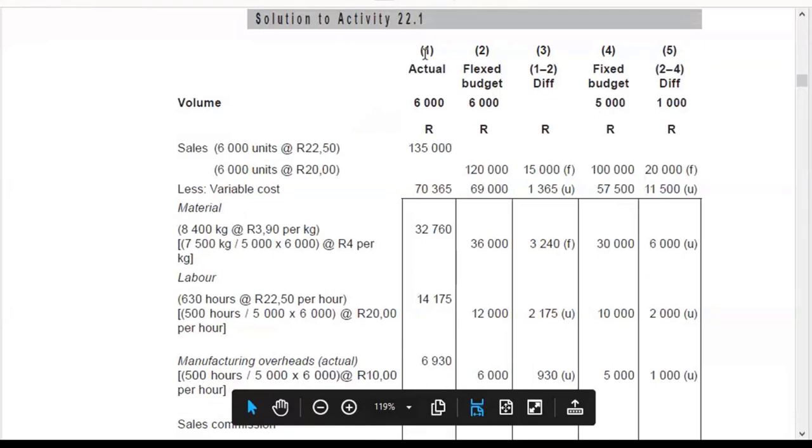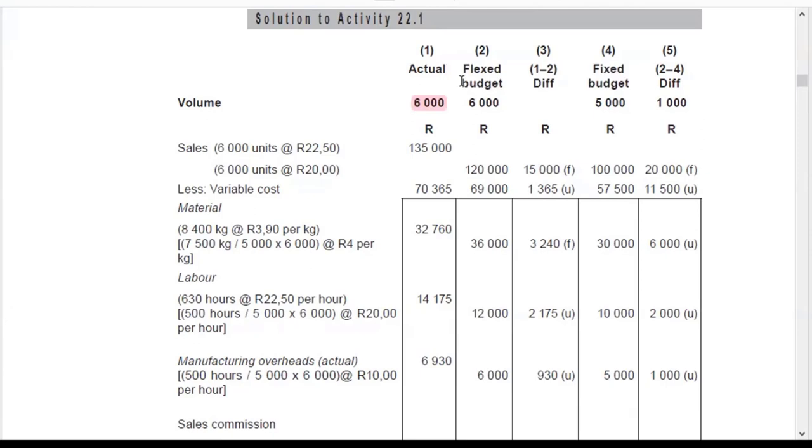Cool. So the actual result is based on the 6,000 units. Your flex budget, I said it has to take into account what happened in this year. So it's the 6,000, right? And your budget was based on 5,000. So there's no difference between actual and flex budget volumes because it's based on actual volumes. But your fixed budget was based on what you targeted your volumes to be. So you will see that 1,000 difference.